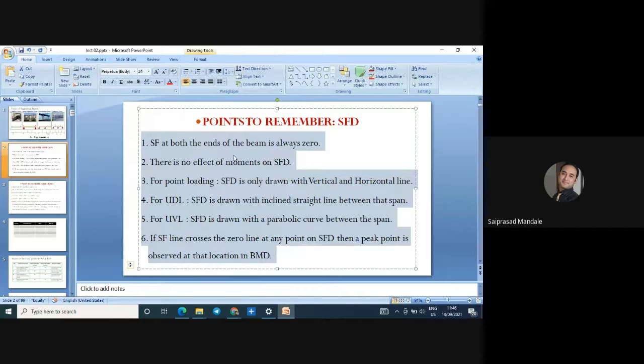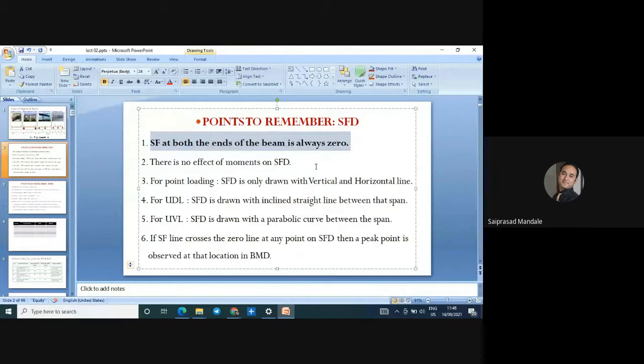SF at both ends of the beam is always 0. This is a very important point. Shear force at the end of the beam is always equal to 0. Shear force at the extreme end is always equal to 0. That is a very important point.